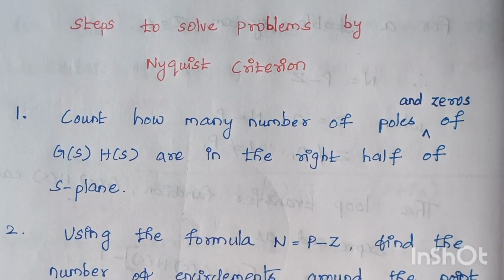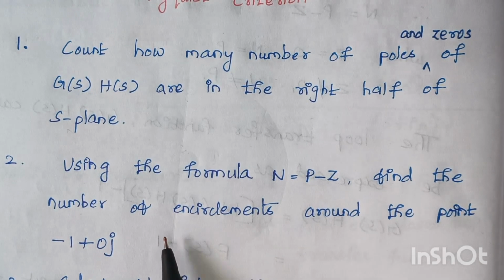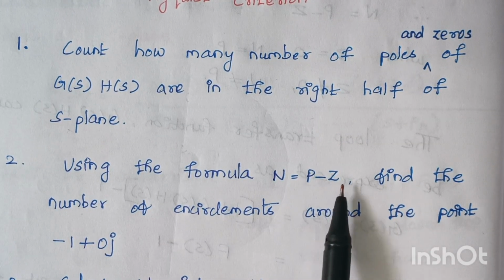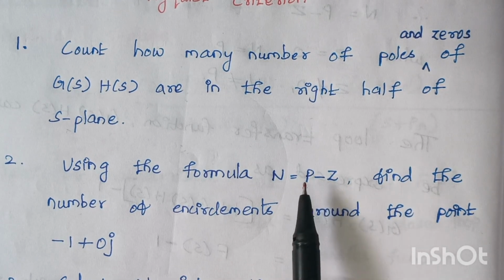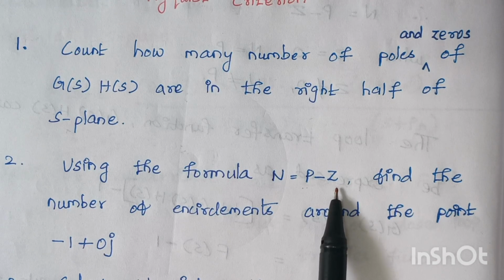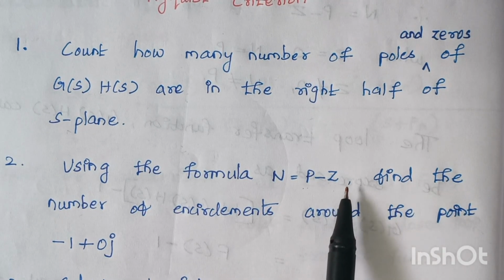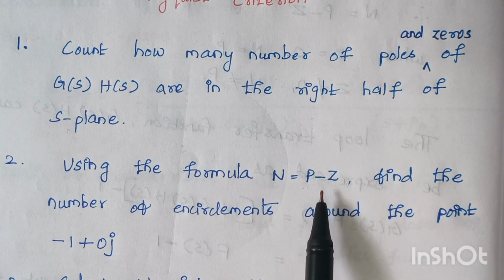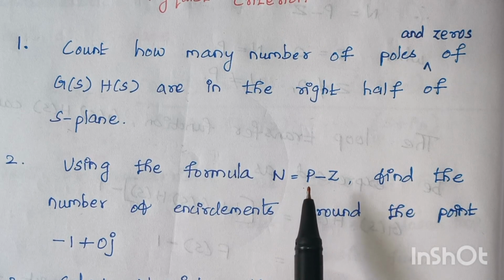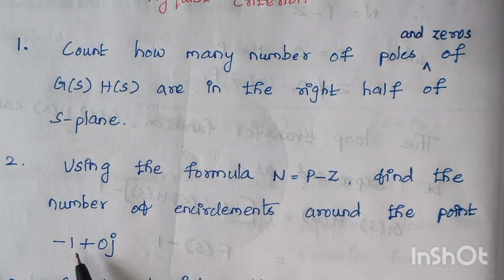Then the next thing is we have to find the number of encirclements. So the number of encirclements is given by the formula N equal to P minus Z. P is nothing but the poles that lie on the right half of the S-plane and Z is nothing but the zeros that lie on the right half of the S-plane. Right. So using this formula, we have to find out the number of encirclements around the point minus 1 plus 0j, or simply minus 1.